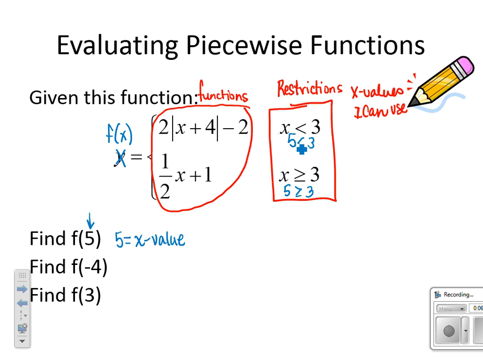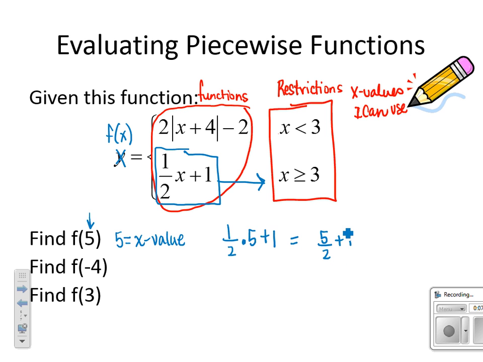Well, in all of my math career, 5 has never been less than 3. So I would say that 5 is greater than or equal to 3. So if 5 is greater than or equal to 3, what we do is we go to this function because it fits that restriction and plug 5 in. So 1/2 times 5 plus 1 would be 5/2 plus 1, which would be 3.5, which would be 7/2. So when x is 5, you get 7/2.